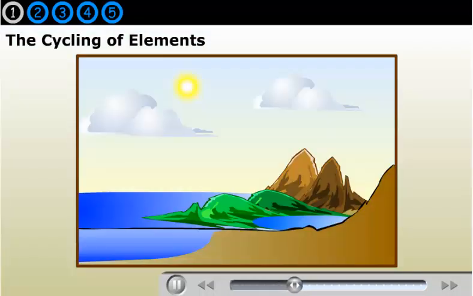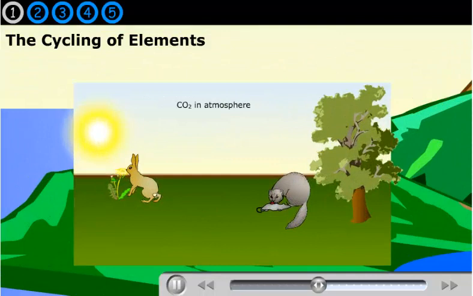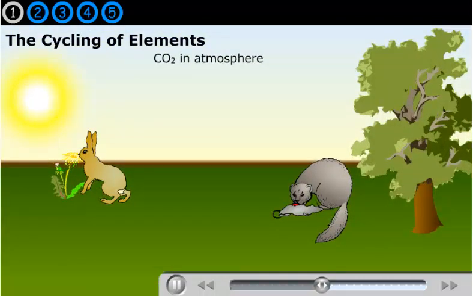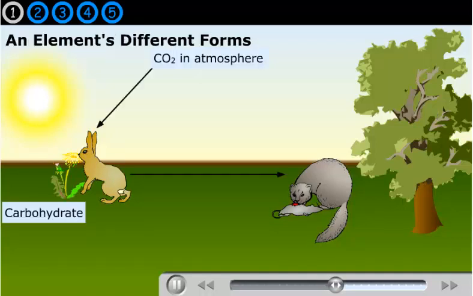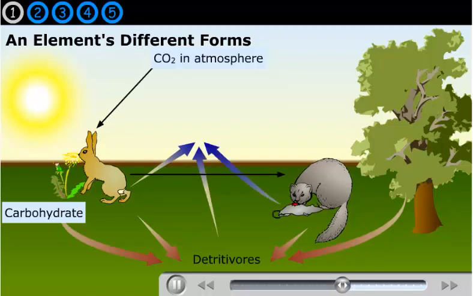Following the exact path an element takes as it cycles through an ecosystem is difficult. An ecosystem is very complex, and material can move between different ecosystems, such as in runoff and precipitation. However, we can follow the general path an element takes as it cycles through soil, water, organisms, and in some cases, the atmosphere. As an element cycles through an ecosystem, it may be found in several different forms.